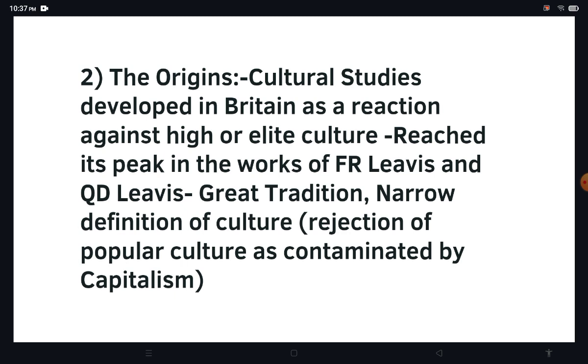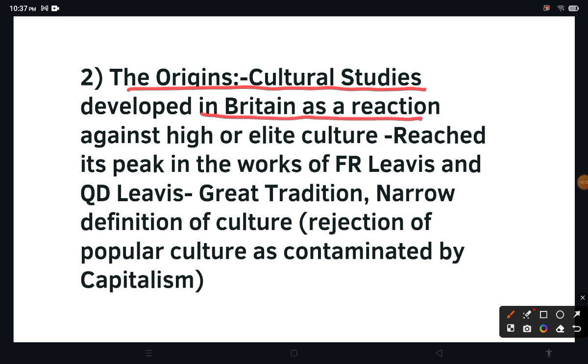Then our second point, the origin. Cultural studies developed in Britain as a reaction against the high or elite culture. So cultural studies came in Britain as a reaction to elite culture, which reached its peak in the works of F.R. Leavis and Q.D. Leavis' Great Tradition. When F.R. Leavis and his wife Q.D. Leavis discussed in their work Great Tradition how culture developed.